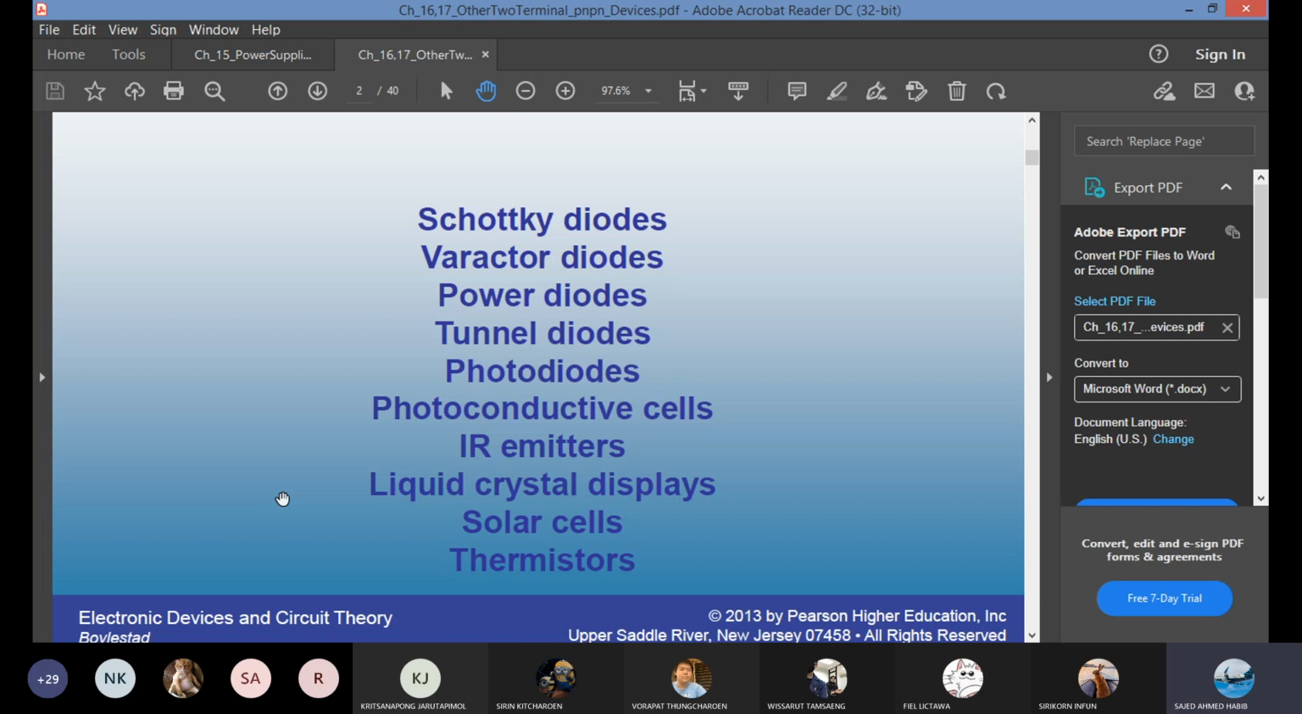What is the basic two-terminal device that we studied? In the beginning of this class, we started with the diode, a p-n junction diode.